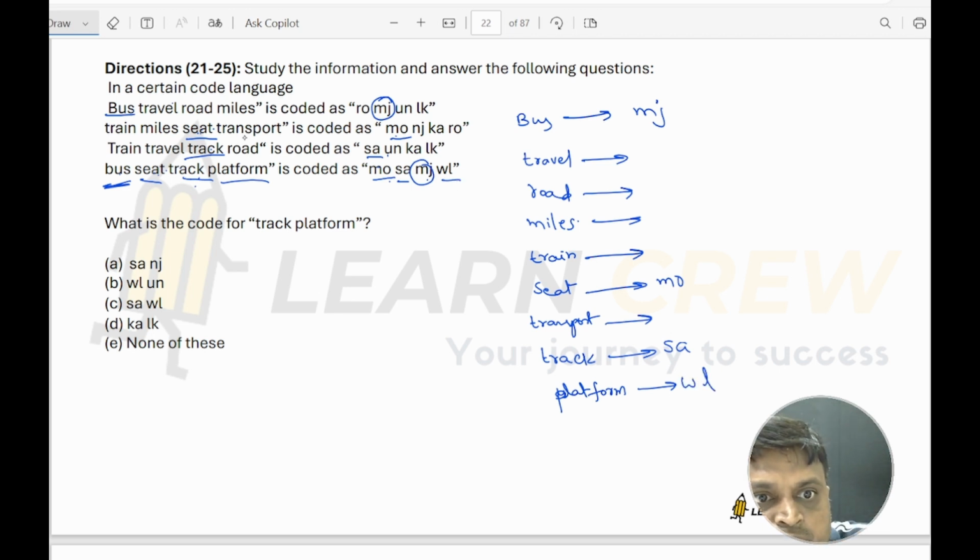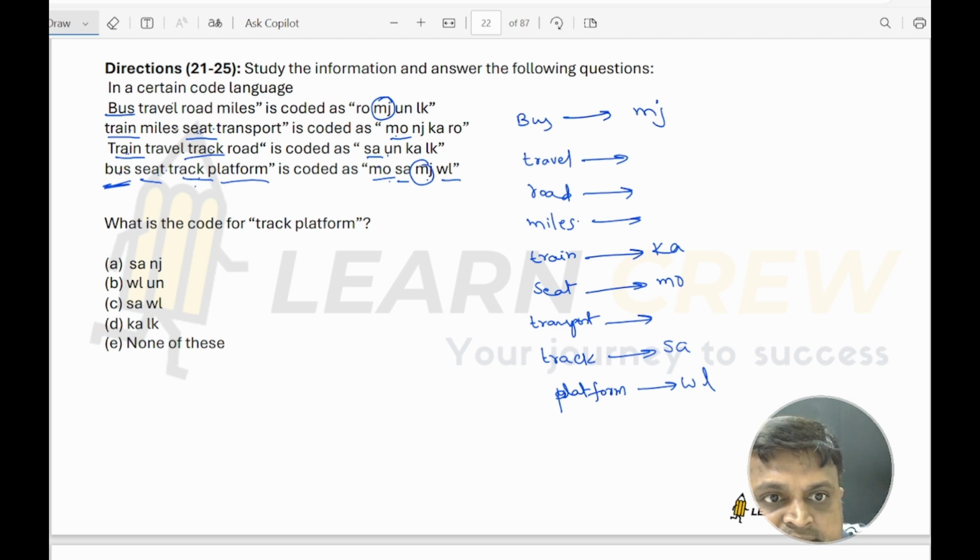Now, transport. Here seat is already done. Now, here if you see train, train is there in these two. In these two, what is common? K. So, train is K. Train is also fixed.